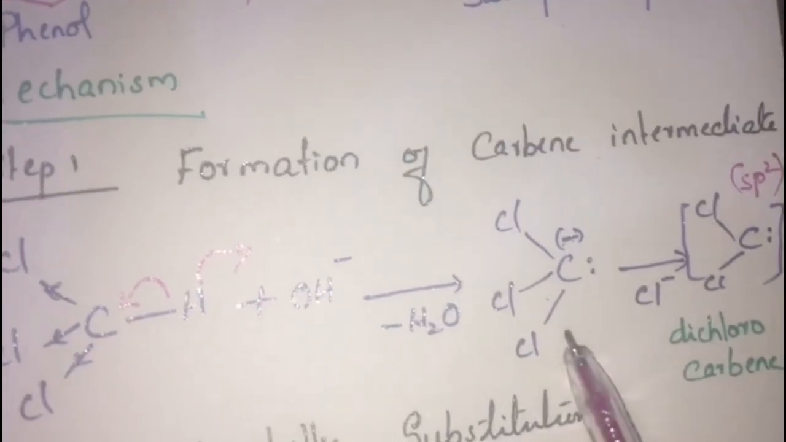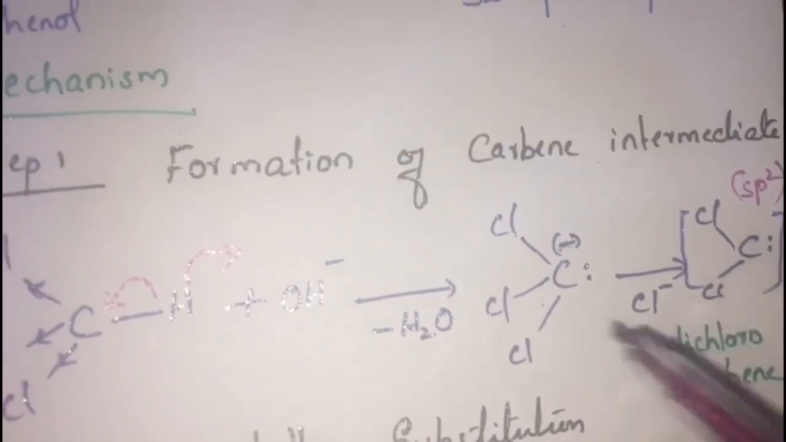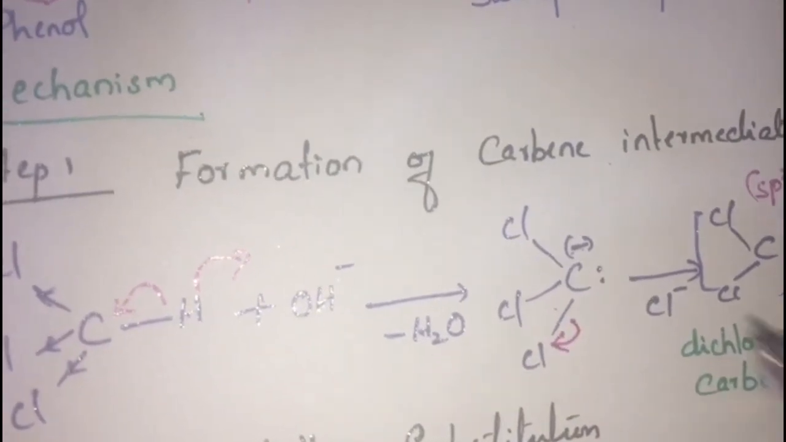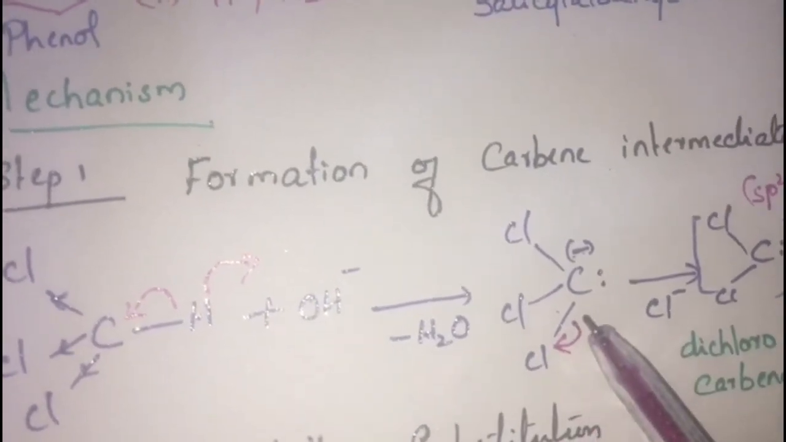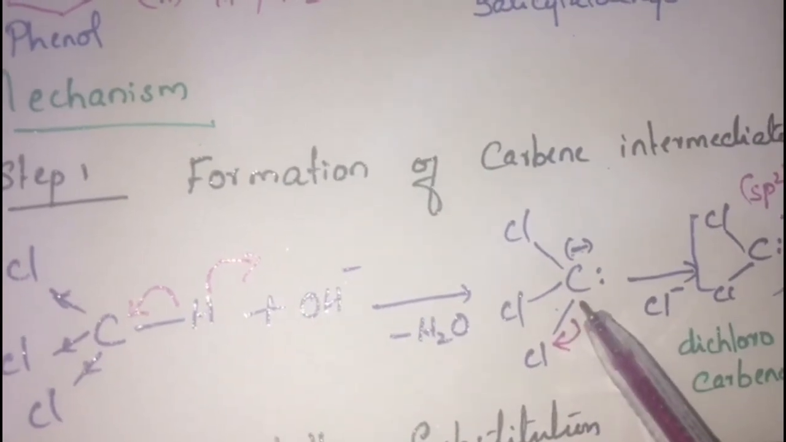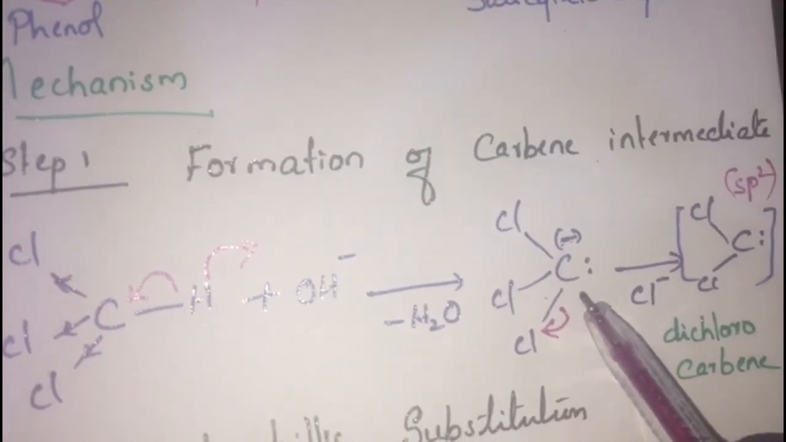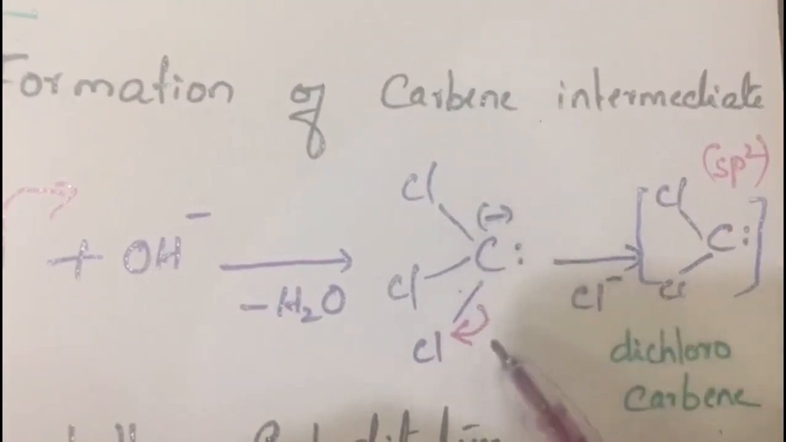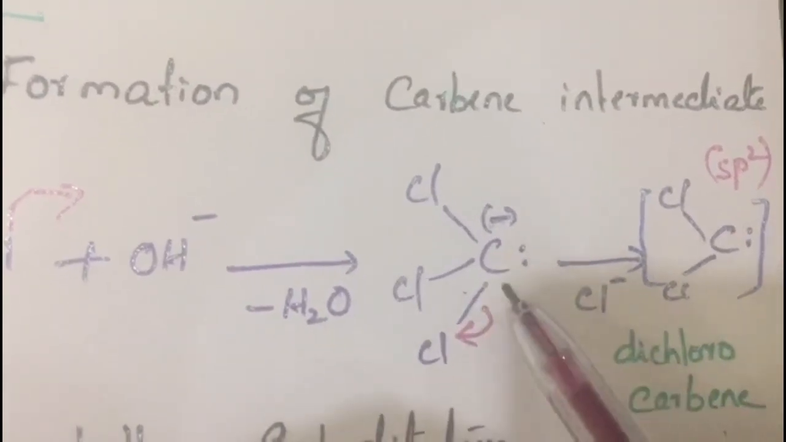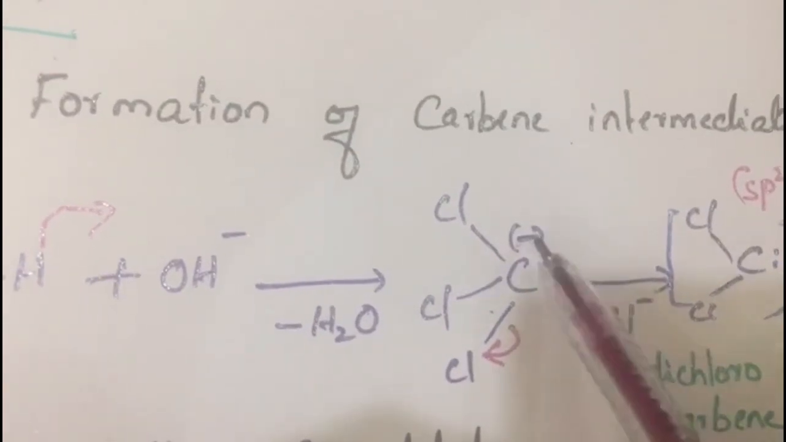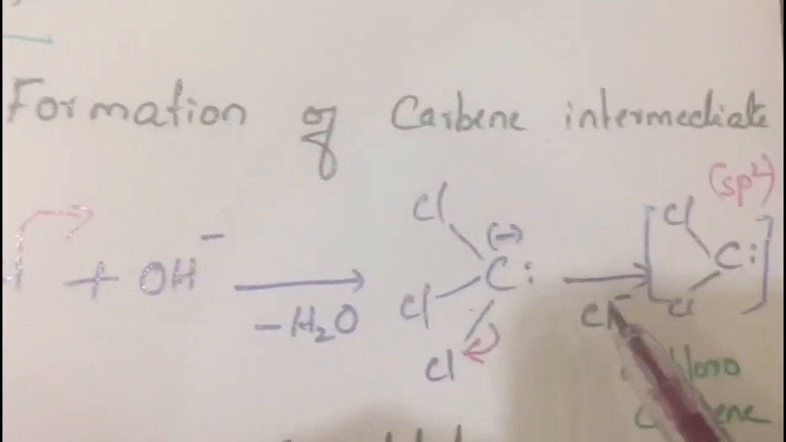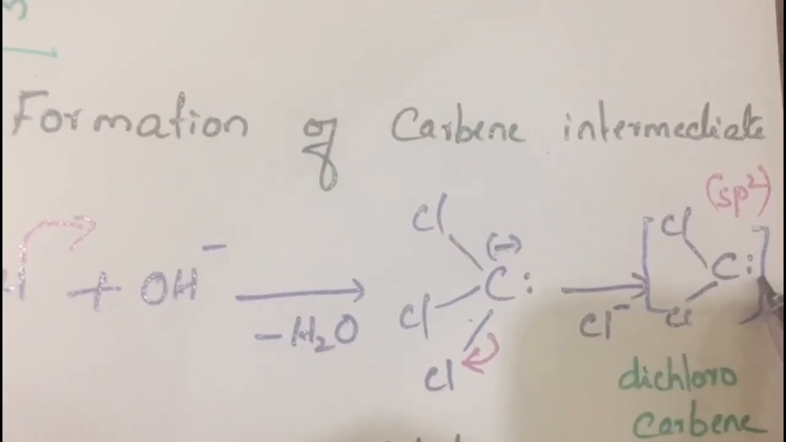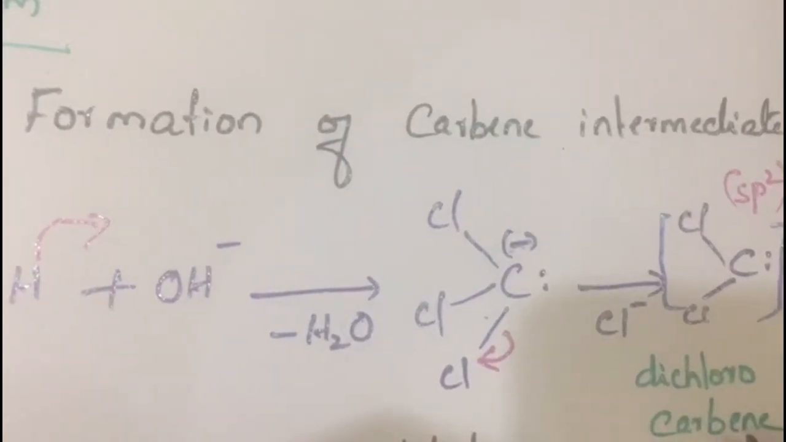In the next step, this one is unstable. So this chlorine will be lost as Cl minus and will take away the electrons, and this carbon atom acquires positive charge, and this positive and negative will become neutral. So the product will be CCl2 with one lone pair of electrons. This product is known as dichlorocarbene.